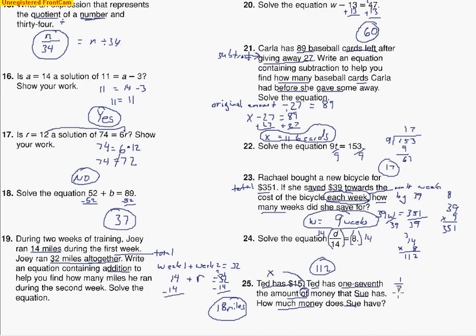So let's do this. 1/7 times Sue's amount, S this time, equals 15. So 1/7 times Sue's amount is going to equal 15. To find out how much Sue had, I've got to multiply by that reciprocal. So multiply by 7. The 7's will cross cancel. Go ahead and multiply 7 and 15. I end up with $105. That is our answer.